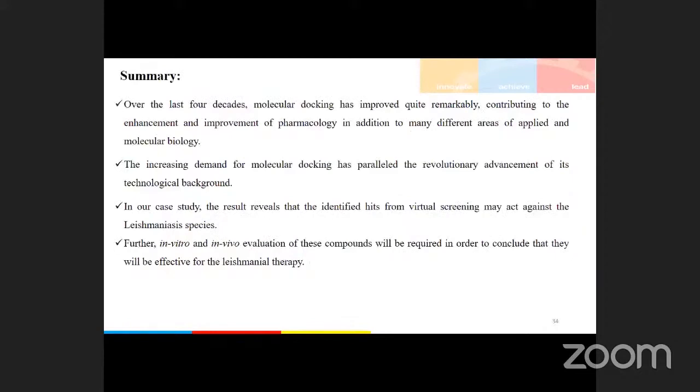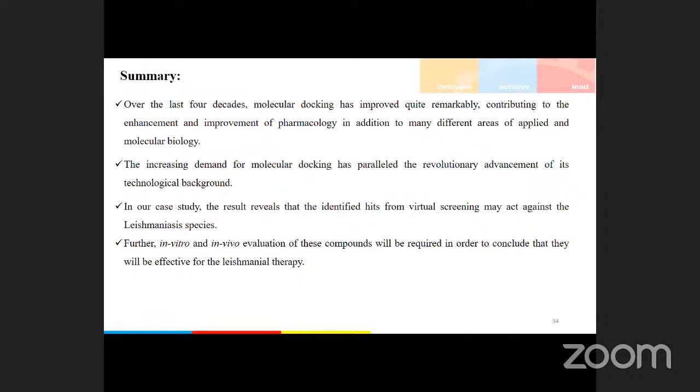So, a glimpse of our findings. This is the final summary. Over the last 4 decades, molecular docking as well as virtual screening has improved quite remarkably, contributing to the enhancement and improvement of pharmacology in addition to many areas of applied and molecular biological techniques.